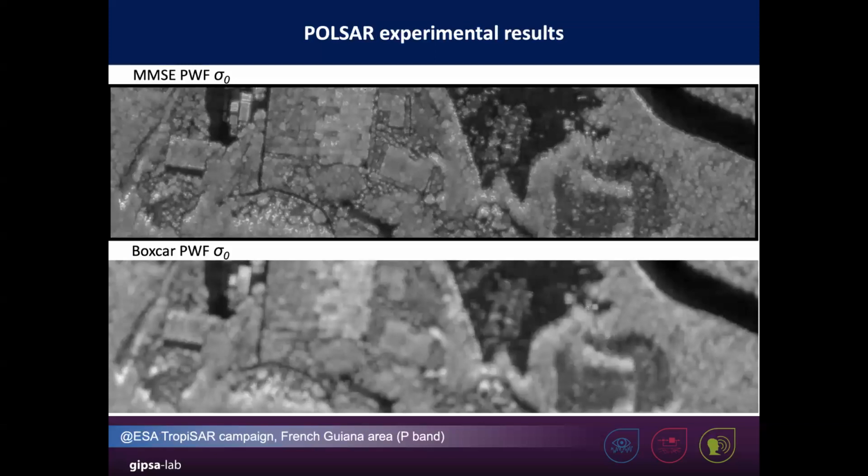Before addressing these 2 issues, I show some results on French Guiana at P-band airborne data, which was acquired in the framework of the TropiSAR campaign. And we have a result of adaptive filter, MMSE filter, and a boxcar filter. And here is the polarimetric whitening filter obtained with the fixed point estimator. We can clearly observe that spatial resolution is a lot better preserved by the adaptive filter.